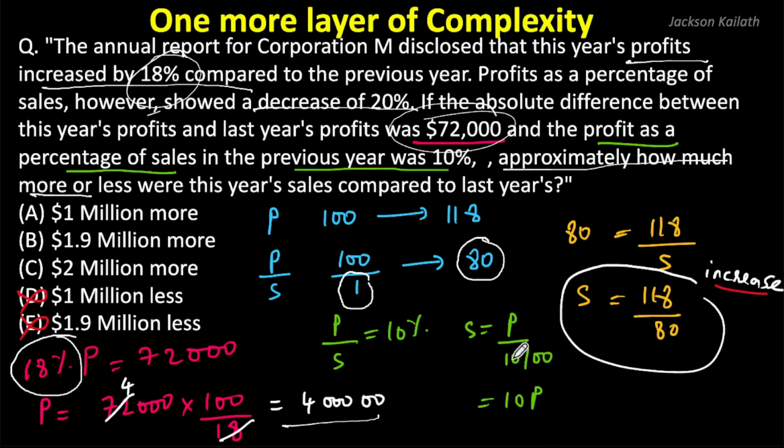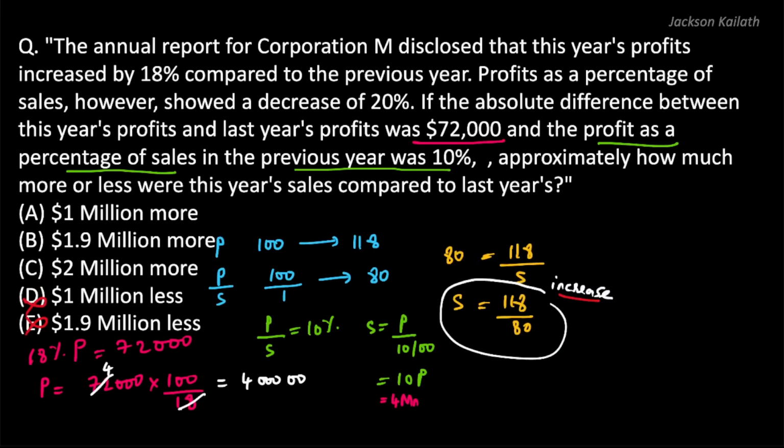Again, I'm just writing this over here so that if anyone is confused, you can follow along. If you divide P by 10%, that's equal to 10P, or 10% is nothing but 0.1. P by 0.1 is 10P. So we can see that sales for the last year is equal to 10P. We already found that the profit for last year was 400,000. So 10P is equal to 4 million, right? 400,000 into 10 gives you 4 million. All right, so let's make some space over here. We have found that the sales for last year was 4 million.